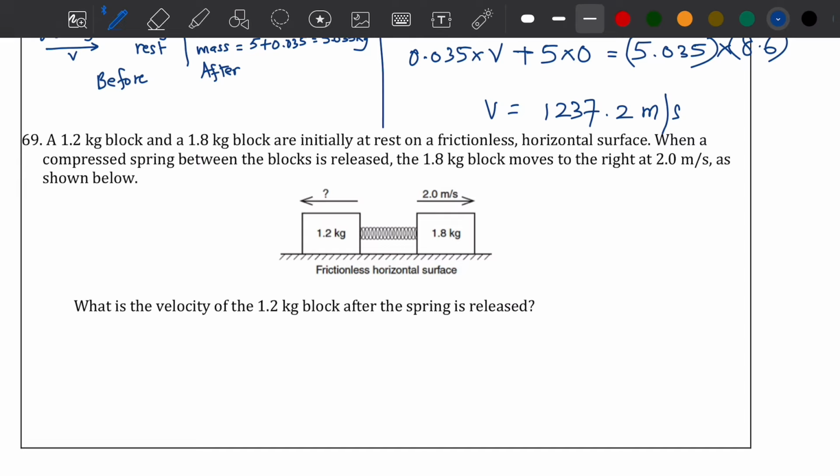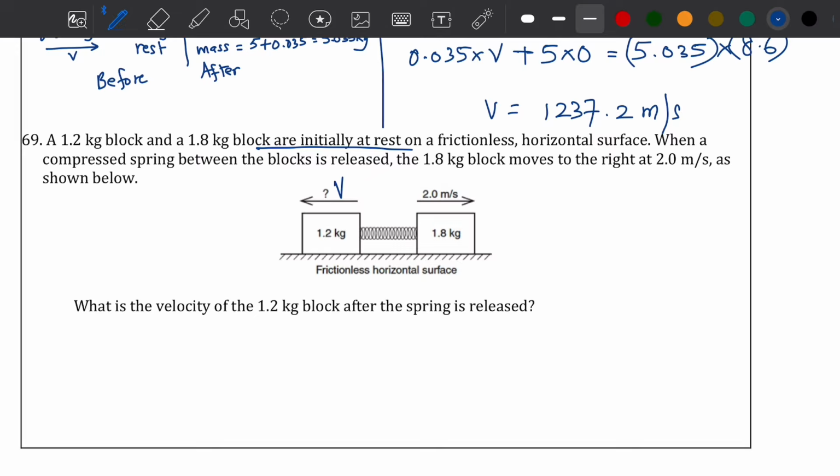Next, a 1.2 kg block and 1.8 kg block are initially at rest on a frictionless horizontal surface. When a compressed spring between the blocks is released, the 1.8 kg block moves to the right at 2 meters per second as shown below. What is the velocity of the 1.2 kg block after the spring is released? Again, we don't know the speed, we'll write it as v.